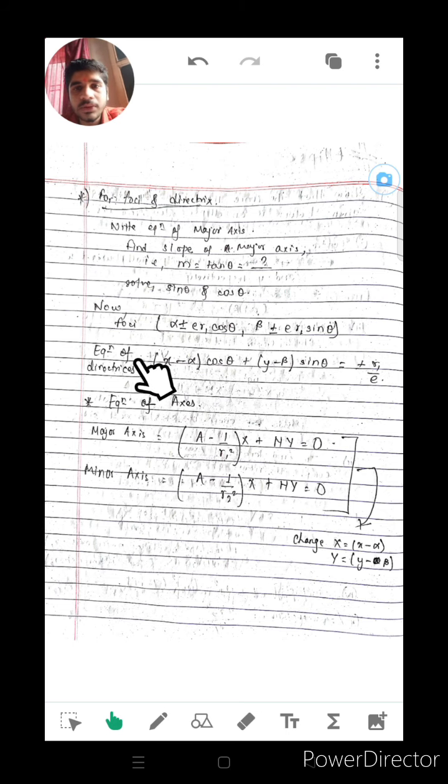theta. So the equation of the directrix will be given by this equation, by substituting the values of alpha, beta, cos theta, sin theta, r1 and e. You can easily find the equation of the directrix. So let's move forward. For the equation of axis, also use this formula. For the major axis you'll use this formula, and for the minor axis you'll use this formula.